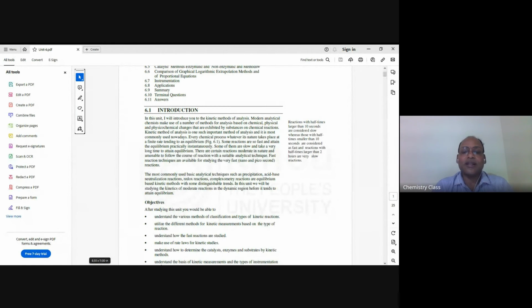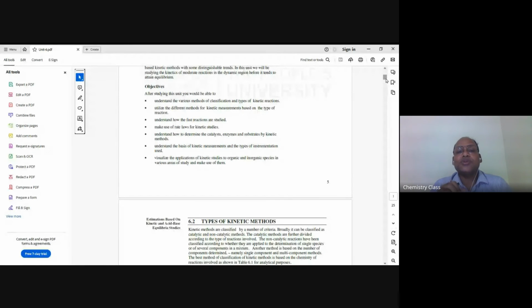Now, what is the objective of this study? First, to understand the various methods of classification and types of kinetic reactions. Second, to utilize the different methods of kinetic measurement based on the type of reaction. Third, to understand how fast reactions are studied. Fourth, to make use of rate laws for kinetic studies. Fifth, to understand how to determine catalyst, enzyme and substrate by kinetic methods.